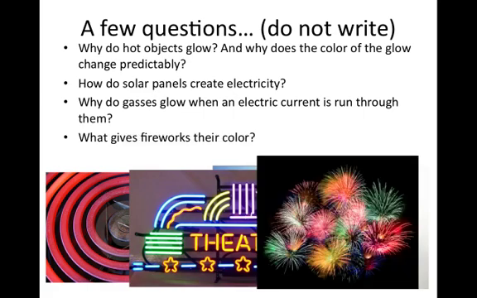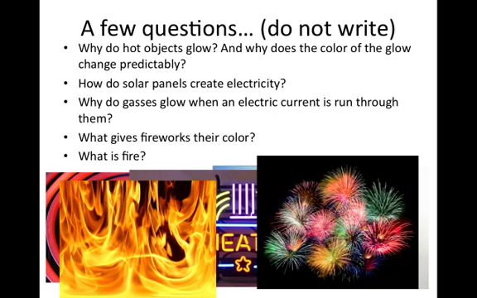What gives fireworks their color? There are different elements in fireworks that emit different wavelengths of light when they are excited, when the electrons become excited and fall back down to their ground state. And when you detonate these elements, the electrons become excited. And what is fire? Fire is just the elements that you are burning, and the electrons in those are becoming excited. They then jump to a higher quantum level, and then when they fall back down, they release energy in the form of light.